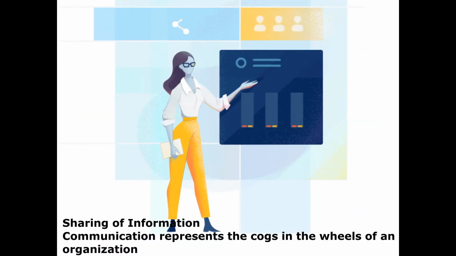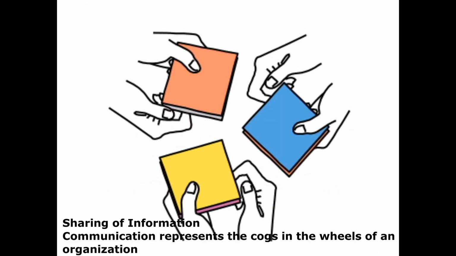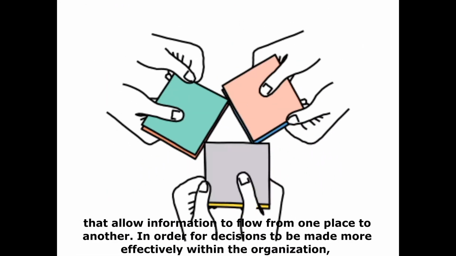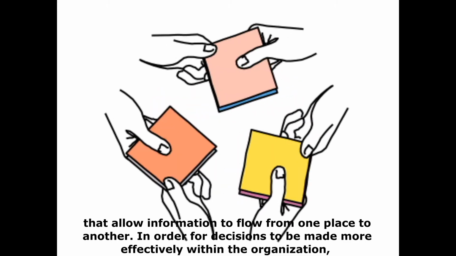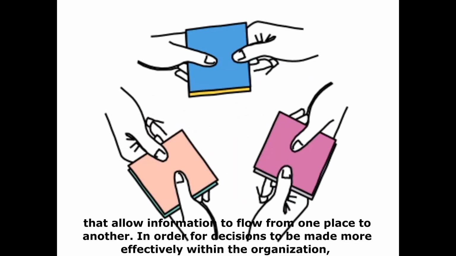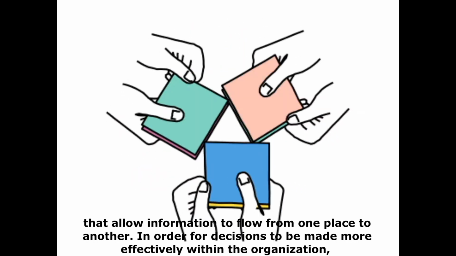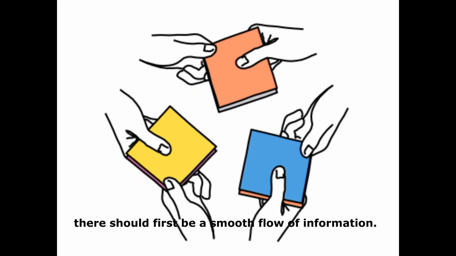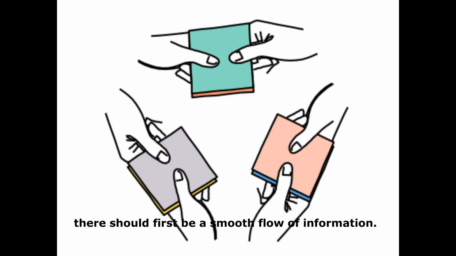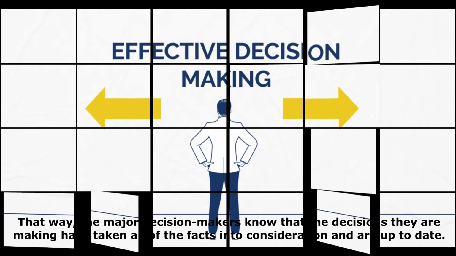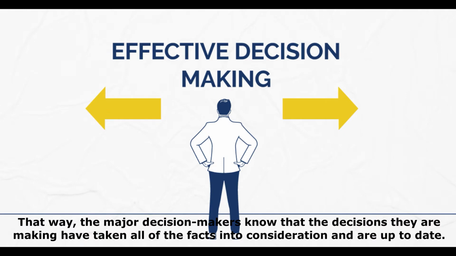The sharing of information. Communication represents the cogs in the wheels of an organization that allow information to flow from one place to another. In order for decisions to be made more effectively within the organization, there should first be a smooth flow of information. That way, the major decision makers know that the decisions they are making have taken all of the facts into consideration.